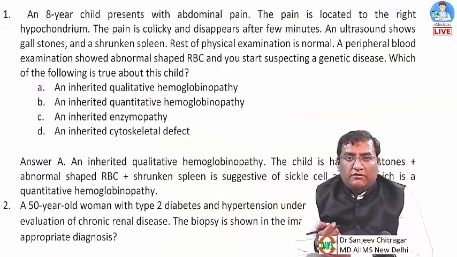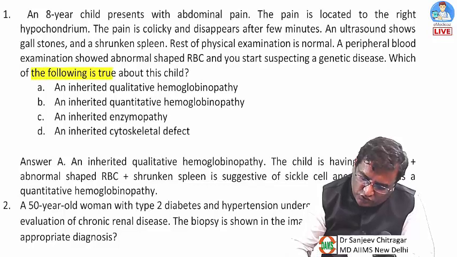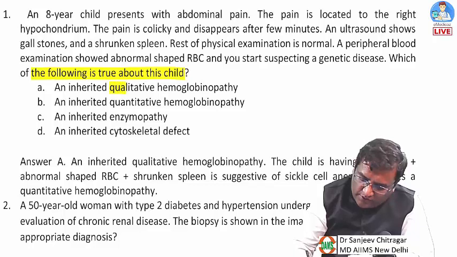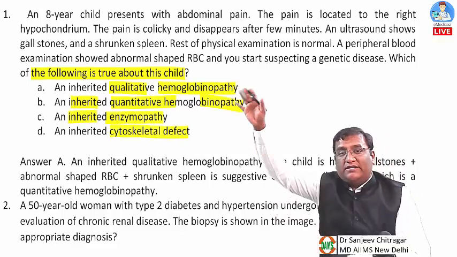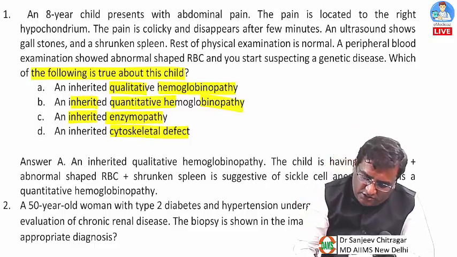So let me look at the first question that we are seeing here, the last line. Which of the following is true about this child? Basically they have asked: an inherited qualitative hemoglobinopathy, inherited quantitative hemoglobinopathy, inherited enzymopathy, inherited cytoskeletal defect. Looking at this, the examiner is asking about inherited hemolytic anemias. Let me start with the question.